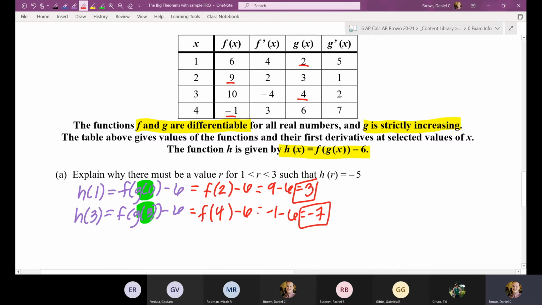Making sure we haven't messed up. Explain why there must be a value where h of r is equal to -5. So it's telling me that there is. Looking at those y values, does it make sense that we have crossed through -5? Yes, we know we did everything correctly. So let's go ahead and answer it.